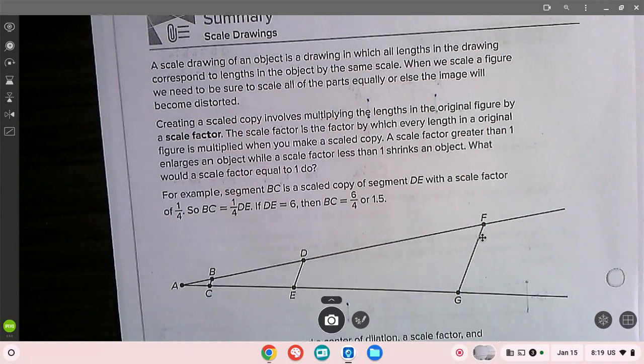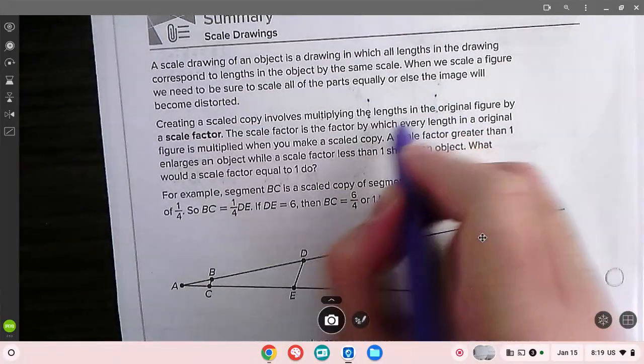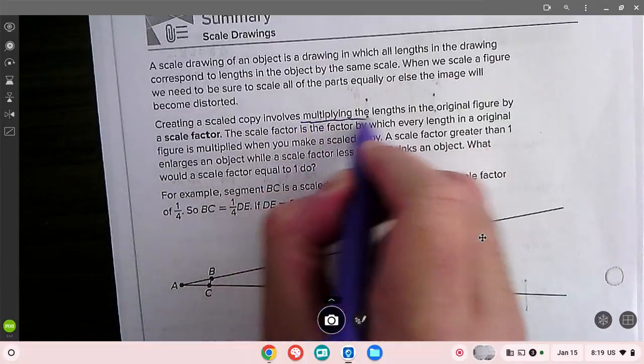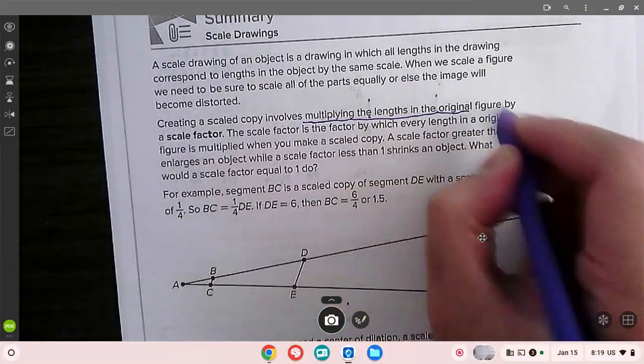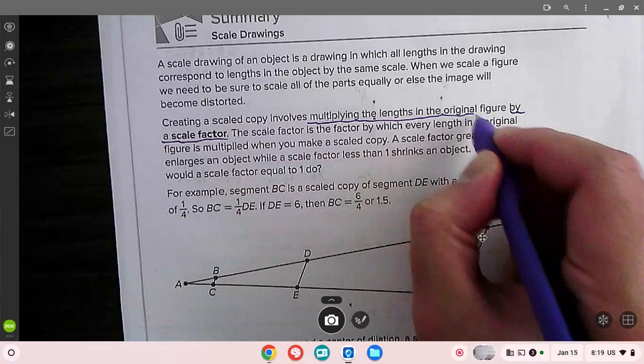Okay, so our summary. A scale drawing of an object is a drawing in which all lengths in the drawing correspond to the lengths in the object by the same scale. When we scale a figure, we need to be sure all parts are scaled equally, or else the image will become distorted. We do not want distorted images. Creating a scale copy involves multiplying the lengths in the original figure by a scale factor. Okay, we're going to underline that: multiplying the lengths in the original figure by a scale factor.